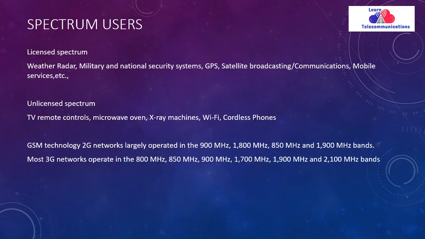So who are the spectrum users? There are different types of spectrum users. The major categorization is into two types: licensed spectrum and unlicensed spectrum. Licensed spectrum is used in weather radar, military security systems, global positioning system, satellite broadcasting and communication, mobile services, etc. And unlicensed spectrum is used for TV remote controls, microwave ovens, X-ray machines, Wi-Fi, and cordless phones.